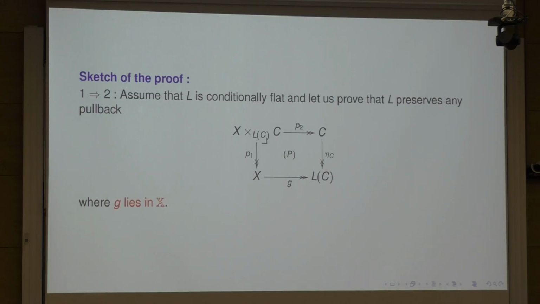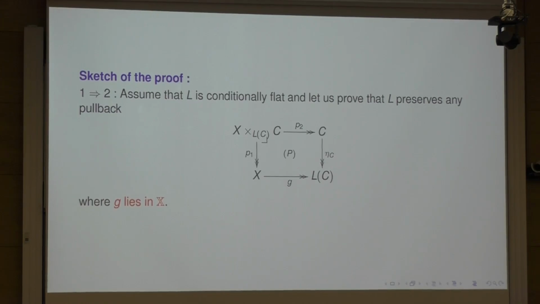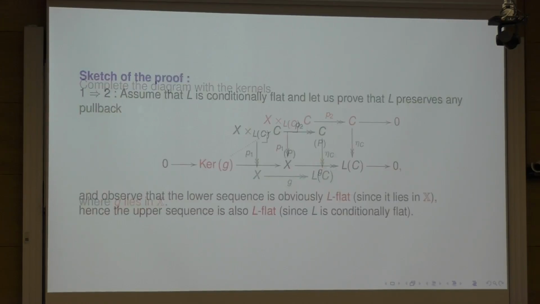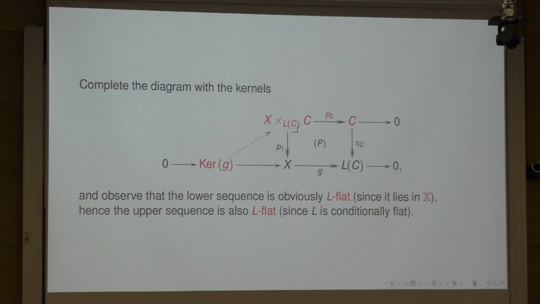And let us prove that L preserves all these pullbacks of the form P, where G lies in the subcategory X. So what we have to do is to take the kernels, or extend the diagram by taking the kernel of G, which is also the kernel of P2, because P is a pullback, and observe that the lower sequence is certainly L-flat, mainly preserved by L. And this is because it lies in the subcategory X of C: G by assumption, and the kernel of G, because being a regular epireflective subcategory, it is closed under subobjects in C.